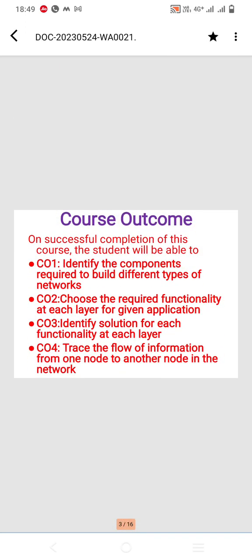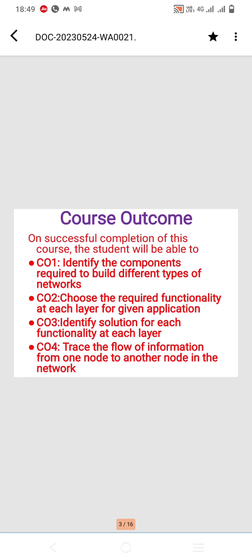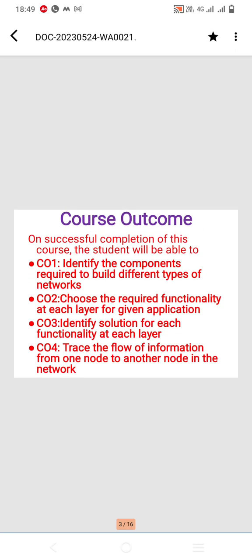Now let us see the course outcomes. On the successful completion of this course, the students will be able to: first, identify the components required to build different types of networks; second, choose the required functionality at each layer for the given application; third, identify the solution for each functionality at each layer; and fourth, trace the flow of information from one node to another node in the network.